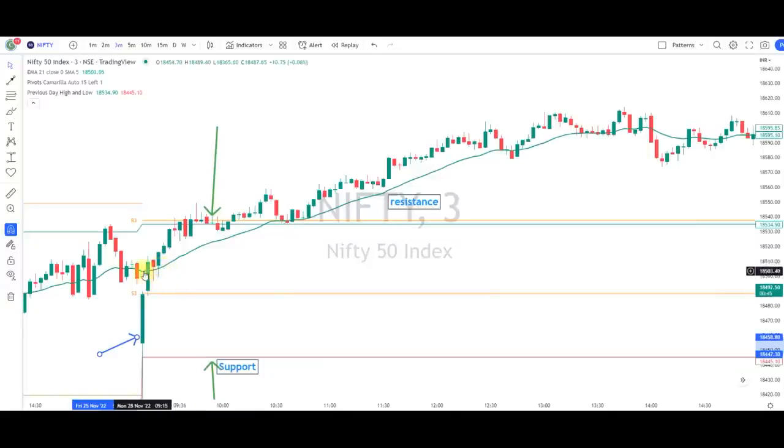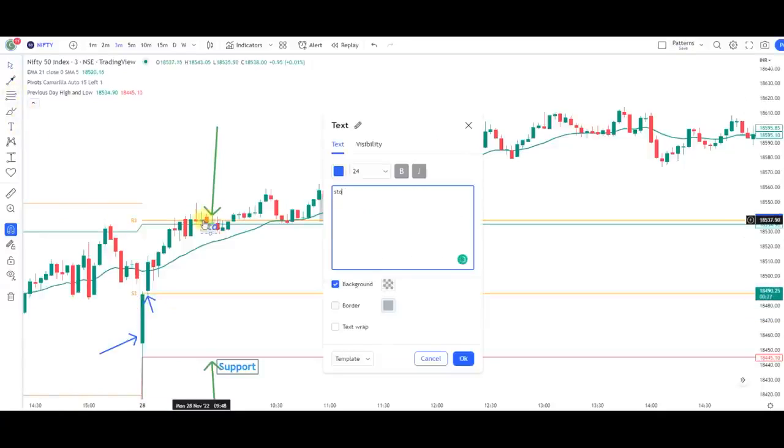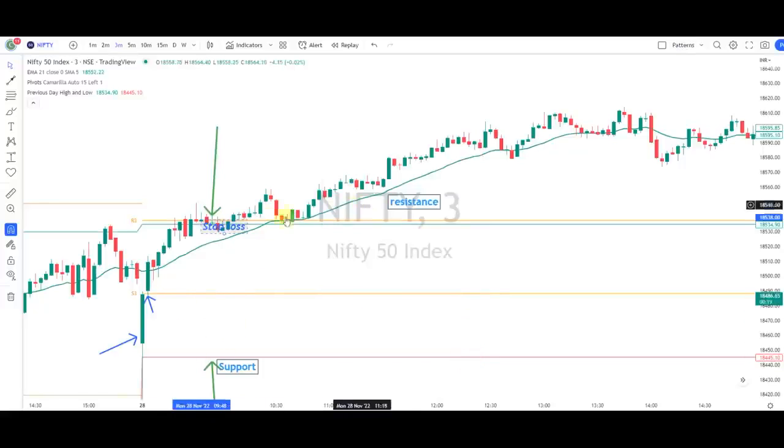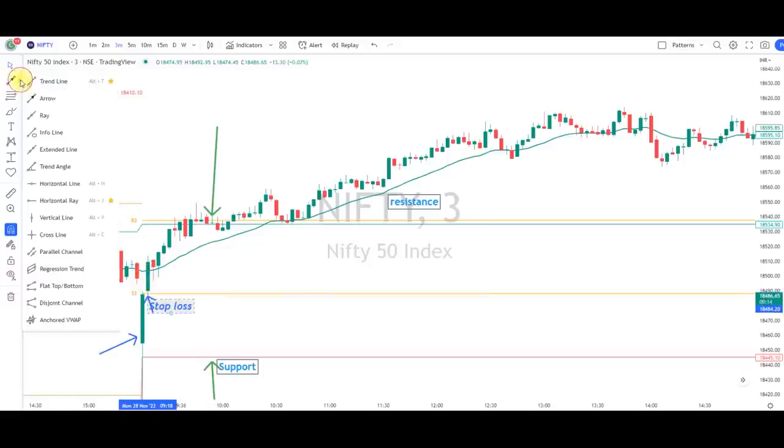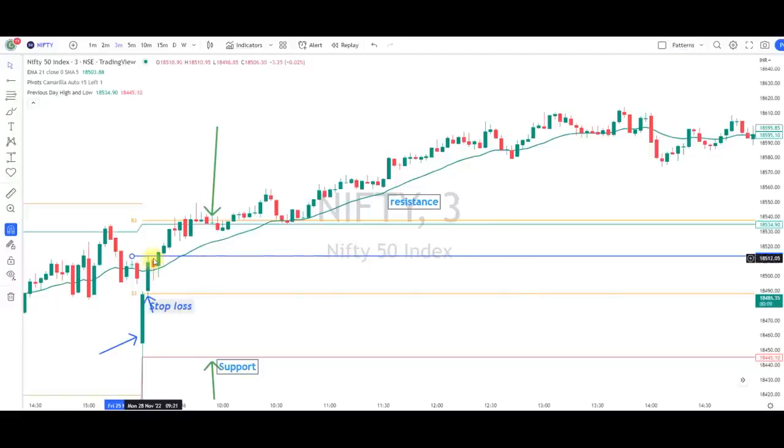So we can enter long in this particular green candle because this candle is above S3. Also this candle gave a close above the 21 days moving average, so we can enter long here, and our stop loss is the low of this particular green candle. We can enter long trade above this green candle. Once this high is taken away, we can enter long.